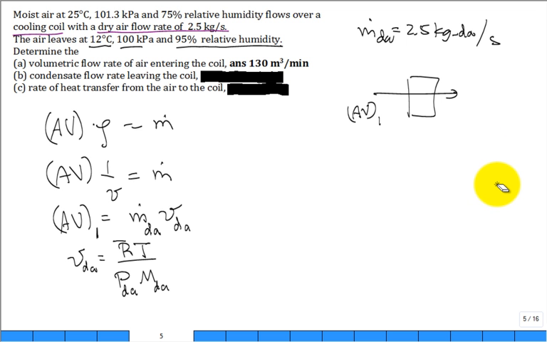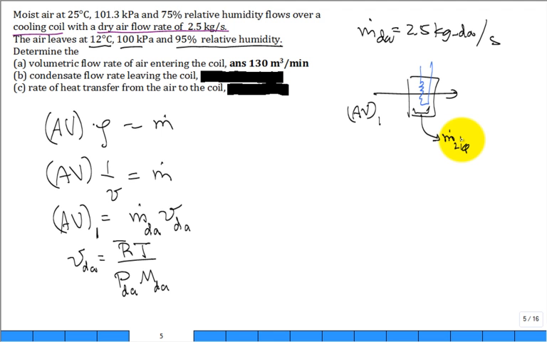What is the condensate flow rate leaving the coil? So you have a really cold coil, and you pick up some condensate right here, and I'll call that the mass flow rate of the liquid coming out. How am I going to get that? How am I going to calculate the mass flow rate of the condensate coming off of that cooling coil?